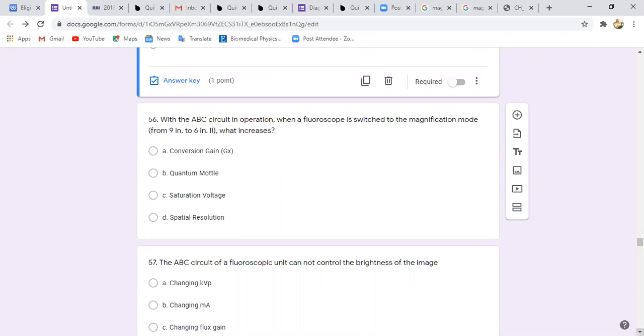What increase? First of all, we should know that moving from 9 to 6 means we are using a magnification mode. I think instead of using the whole 9-inch, we just want to use a 6-inch of that same fluoroscopy machine. Let me just draw this on the board.